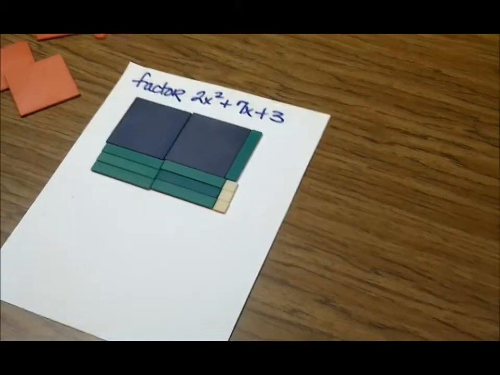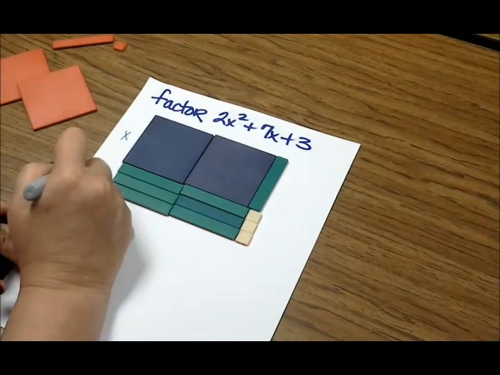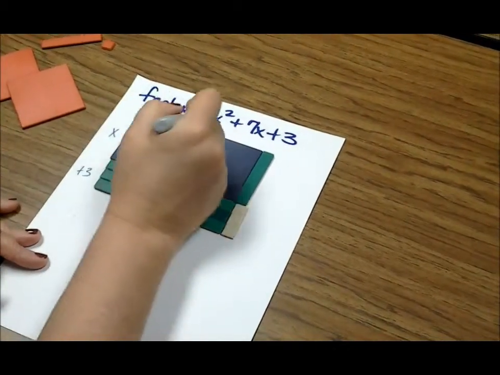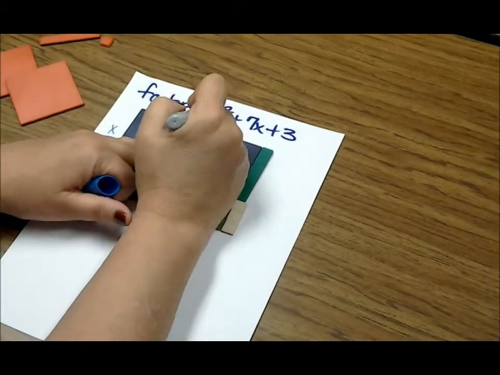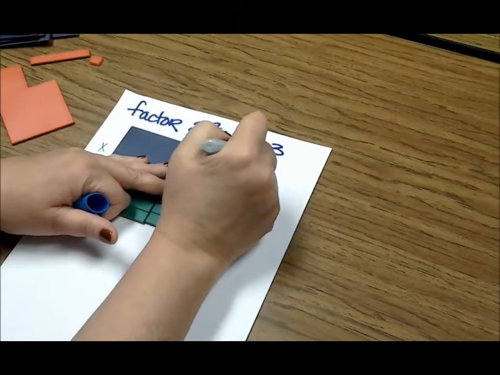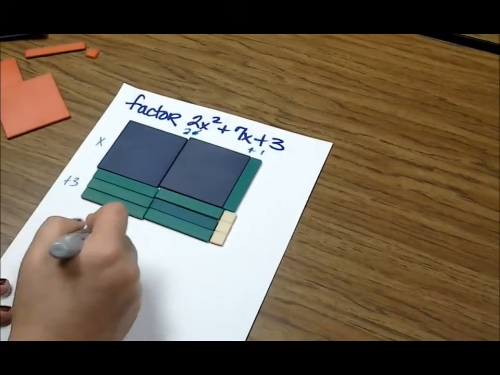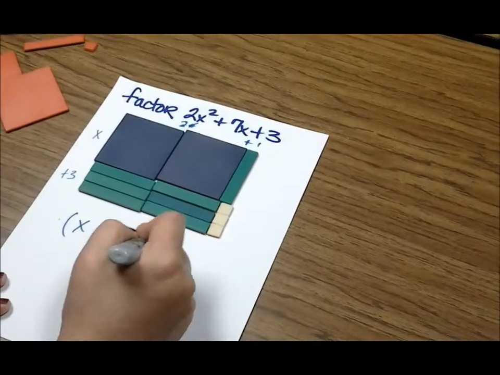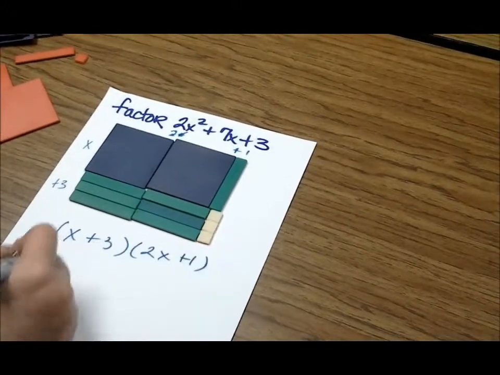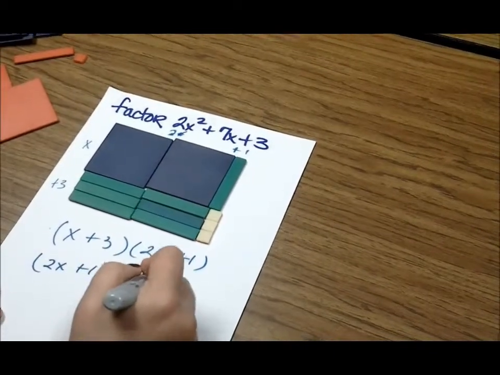So my factors for this one happen to be x, positive 3 going across, and 2x and my positive 1. So I have x plus 3, 2x plus 1, or 2x plus 1, x plus 3. I like to put the one with the leading coefficient actually first.